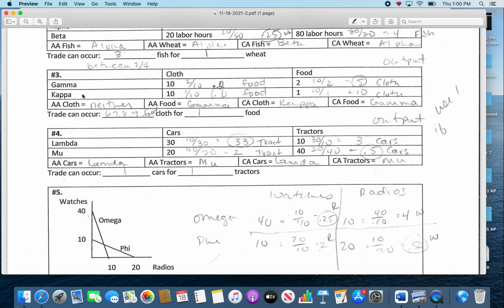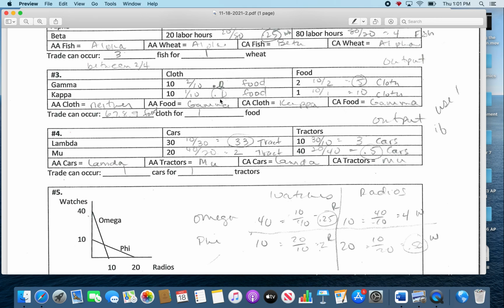Gamma and kappa, we're producing cloth and food. This is an output. Other goes over. So this is 2 over 10, 10 over 2, 1 over 10, 10 over 1. Who has the absolute advantage? Neither, because they produce the same. Gamma can produce more food, so they have the absolute advantage.